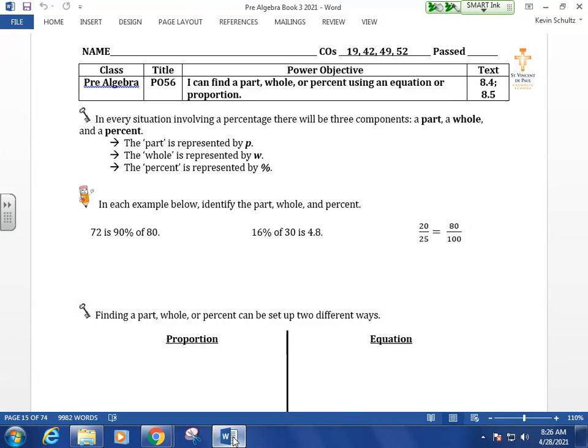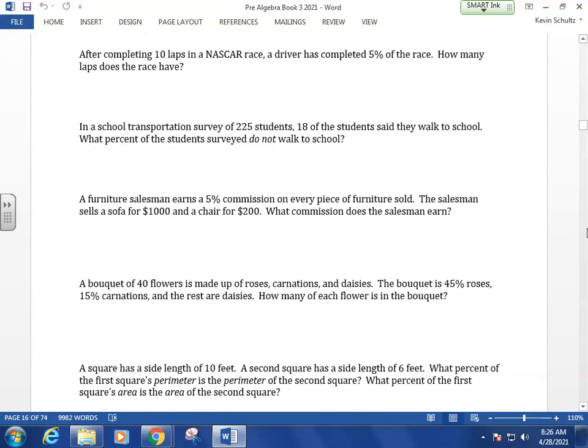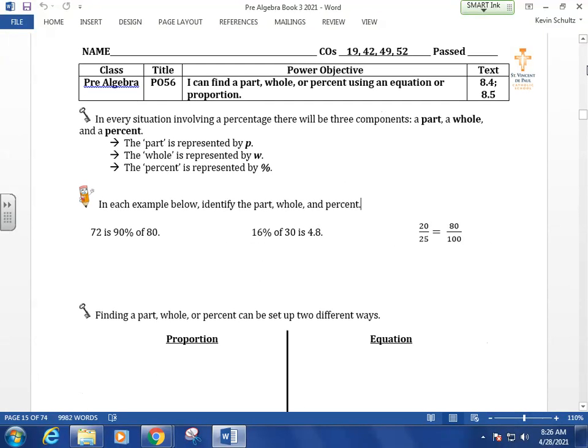But most of the questions in PO56, as we scroll down a little bit here, are going to be word problems. Two pages of them actually. My goodness! The reason they're all word problems is because usually when you come across a situation where you want to use a percentage, the equation just doesn't appear in front of you magically, right? You have to figure out, okay, what information do I have, and what information do I want to find? Which is really what algebra is all about. What do you know, and then what do you need to do to find out what you want to find?